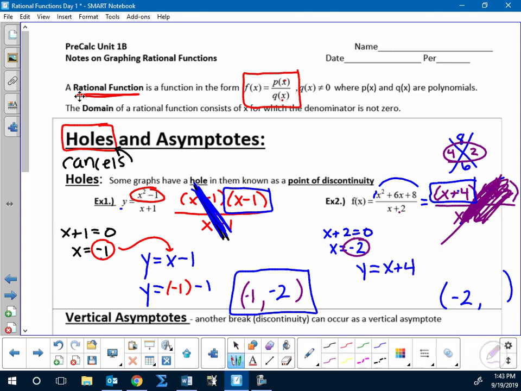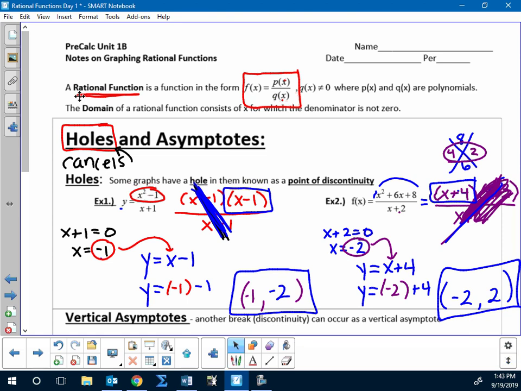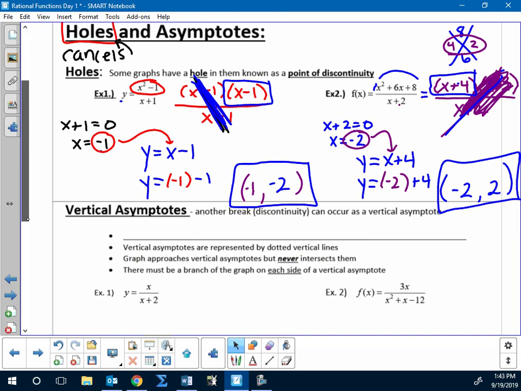So take your -2 and substitute it in for x to find the y value of the hole. So it will be y equals -2 plus 4. -2 plus 4 is 2. That's your final answer. What did you just find? You found the hole in the graph. The hole is created by whatever cancels out. So that's the first funky thing that could happen in a rational graph.